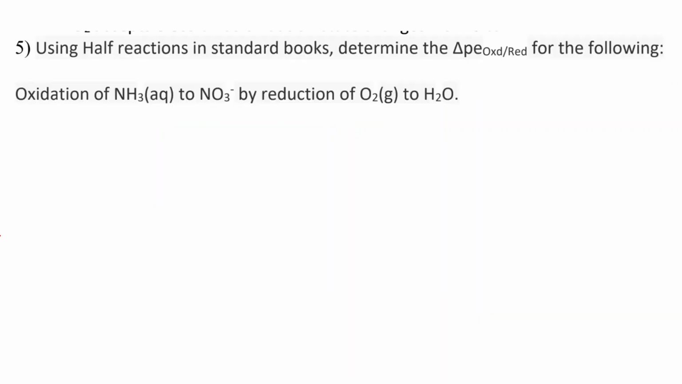Next question is, using half reactions in standard books, determine PE oxidation and reduction for the following. Oxidation of ammonia to nitrate by the reduction of oxygen to H2O. Write the half reaction from the standard books. I'll give you a minute to do that. Then we'll solve this question further.